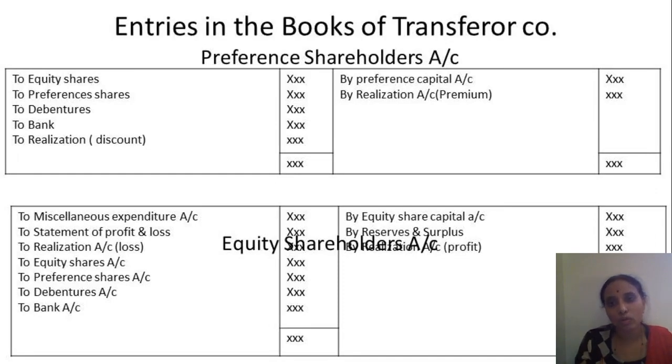Then the preference shareholders account also you are going to prepare and close. So by preference share capital account, you close the account by making the preference shareholders payment in the form of equity shares, preference shares, or debentures, or through bank.